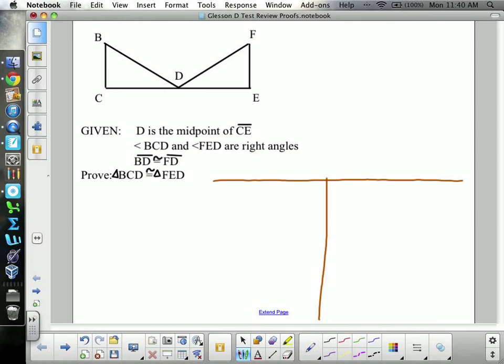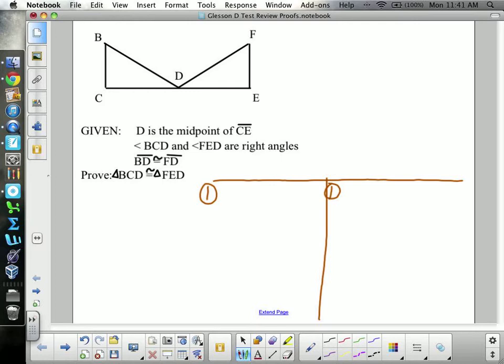HL suddenly comes into play, doesn't it? We might have HL. We might not. But HL becomes a possibility, and we need to think about that as a possibility. So, let's do our proof. Step one, remember, givens, picture, and usually that's enough to get us our shortcut. So we start with our givens, get our congruent parts from our givens, then we go to our pictures, get our congruent parts from our pictures, and then we see if that's enough for a shortcut.